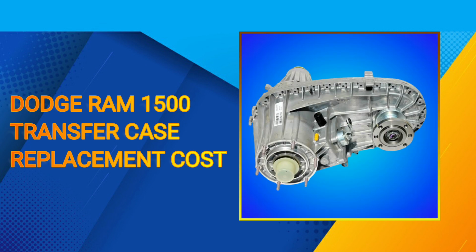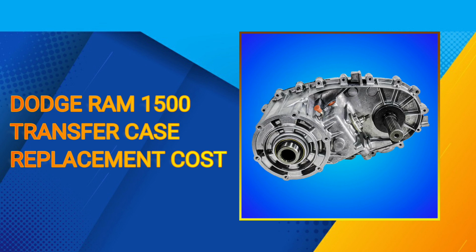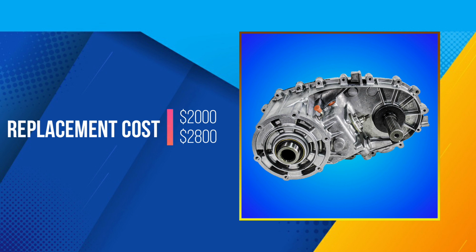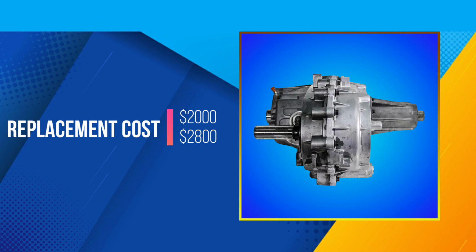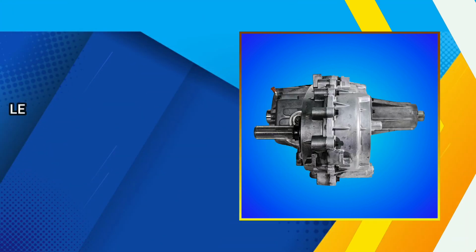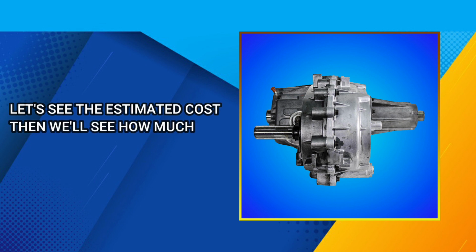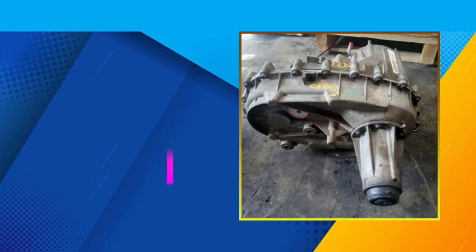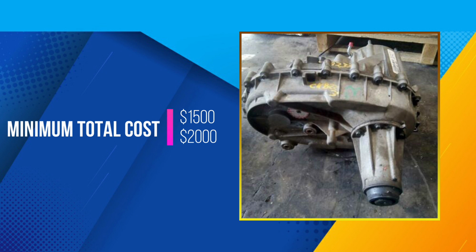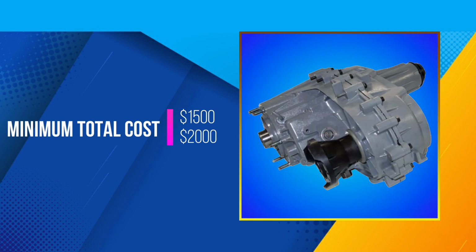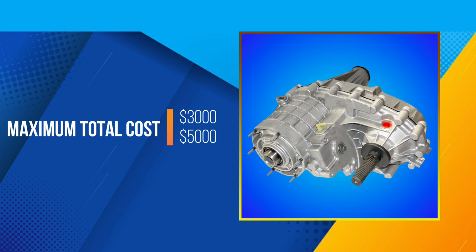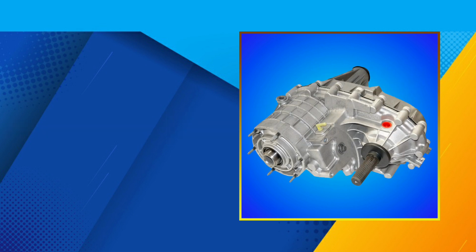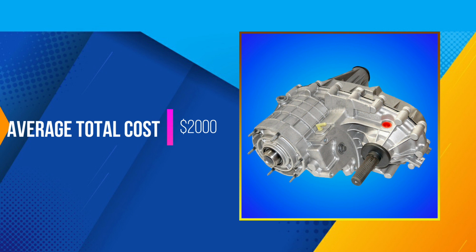Are you wondering about replacement cost of Dodge Ram 1500 transfer case? Well, it will range between $2,000 to $2,800. At first, let's see the estimated cost, then we'll see how much different steps can cost. Minimum total cost could be $1,500 to $2,000. Where maximum total cost is $3,000 to $5,000, and the average total cost $2,000.